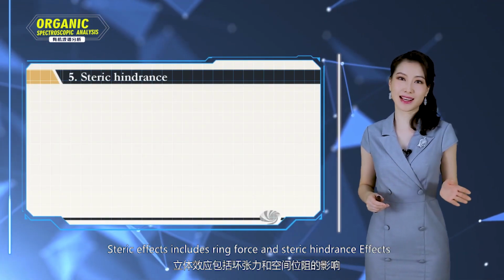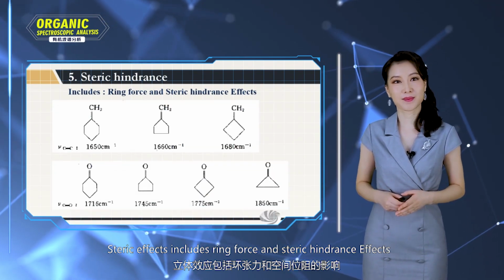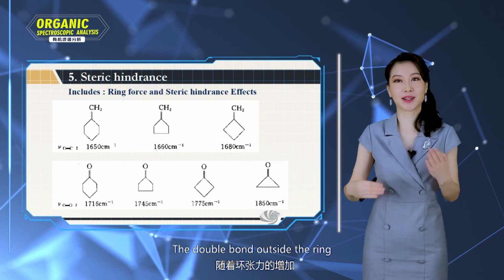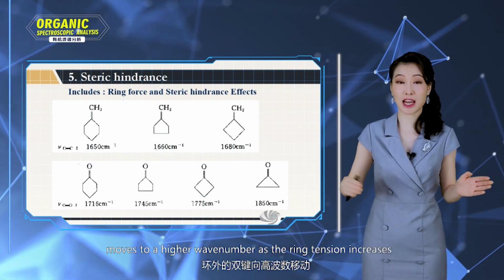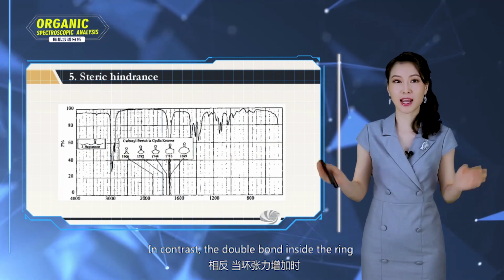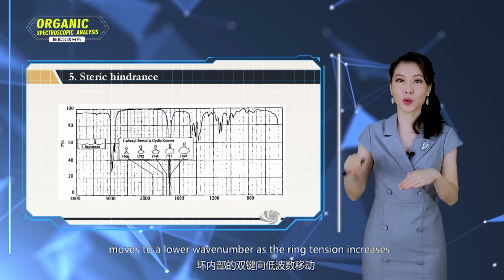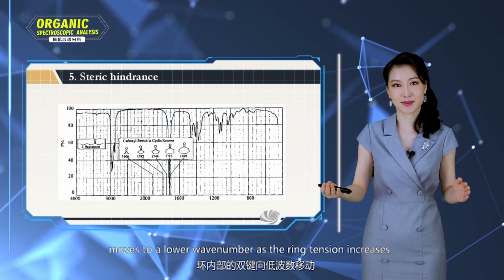The steric effect includes ring strain and steric hindrance effects. The double bond outside the ring moves to a higher wave number as the ring tension increases. In contrast, the double bond inside the ring moves to a lower wave number as the ring tension increases.